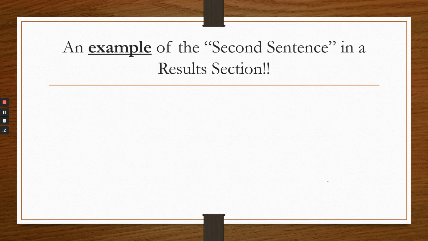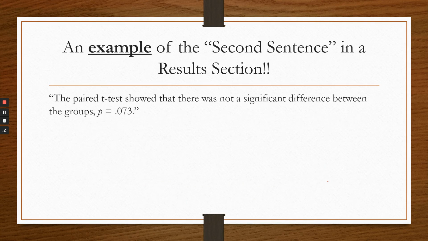And here's an example of the second sentence in the results section. The paired t-test showed that there was not a significant difference between the groups. And here's the p-value.